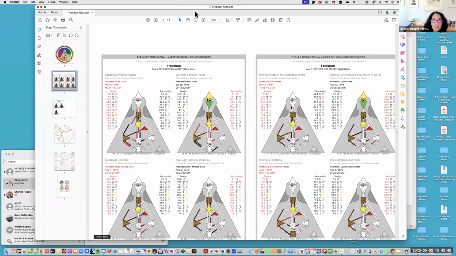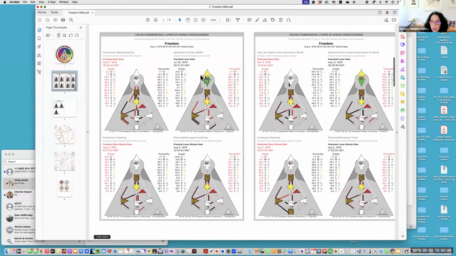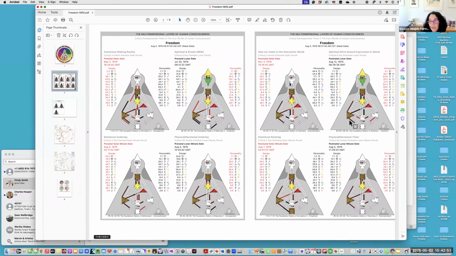So for you, what do you have in the Splenic Center? Well, you get the 28, but you get the 38-28 2 days after you were born, which means instinctively you know if somebody is connecting with you or not. It's instinctive for you.